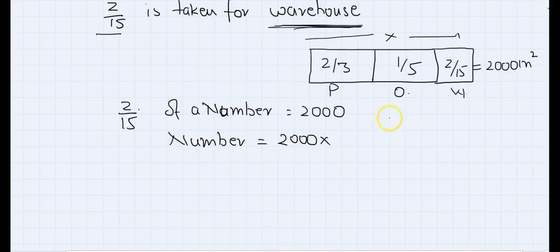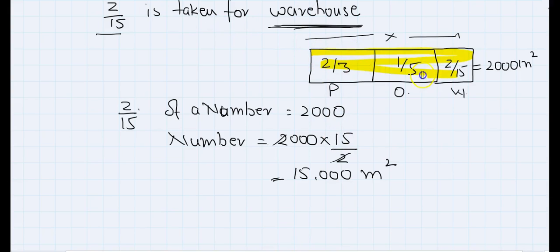So the number will be 200 multiplied by 15/2. So 2 and 2 cancel, leaving 100. So the total area, this complete area, is 15,000 meters square.